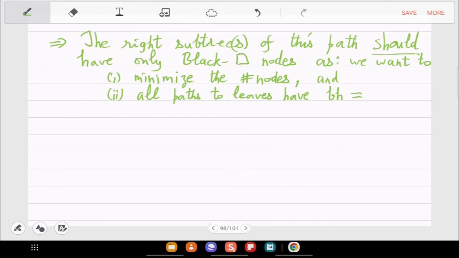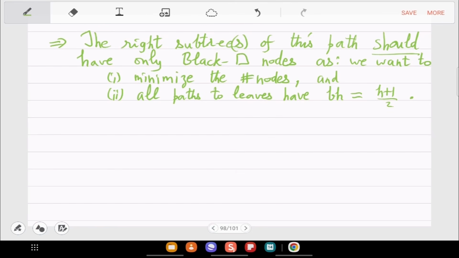So all paths to leaves should have black height h plus 1 by 2. Let me not put floor ceiling. Basically, in other words, think of h as odd. Then you will have exactly this case. So because of these two properties, that you want to minimize the number of nodes and that you have to preserve simultaneously every path from root to leaf to be of the same black height, it will make sense to use only black nodes everywhere else on the right part of this path.